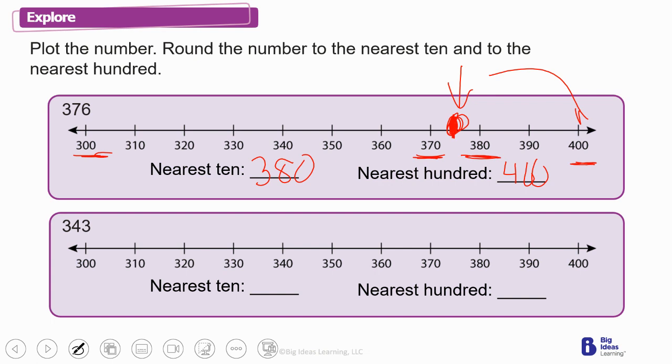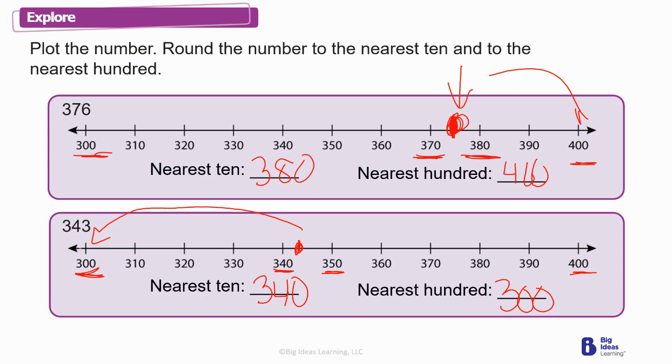All right, let's look at the next one, 343. Let's put 343 on the number line. It's going to be somewhere in here. Rounding to the nearest 10, I'm going to be looking at 340 or 350. This shows me that it is actually closest to 340 when rounded to the nearest 10. And if I'm rounding to the nearest 100, again, I'm going to look at the 300 and the 400. If I round 343 to the nearest 100, this one is actually closest to 300. So I'm going to round to 300.